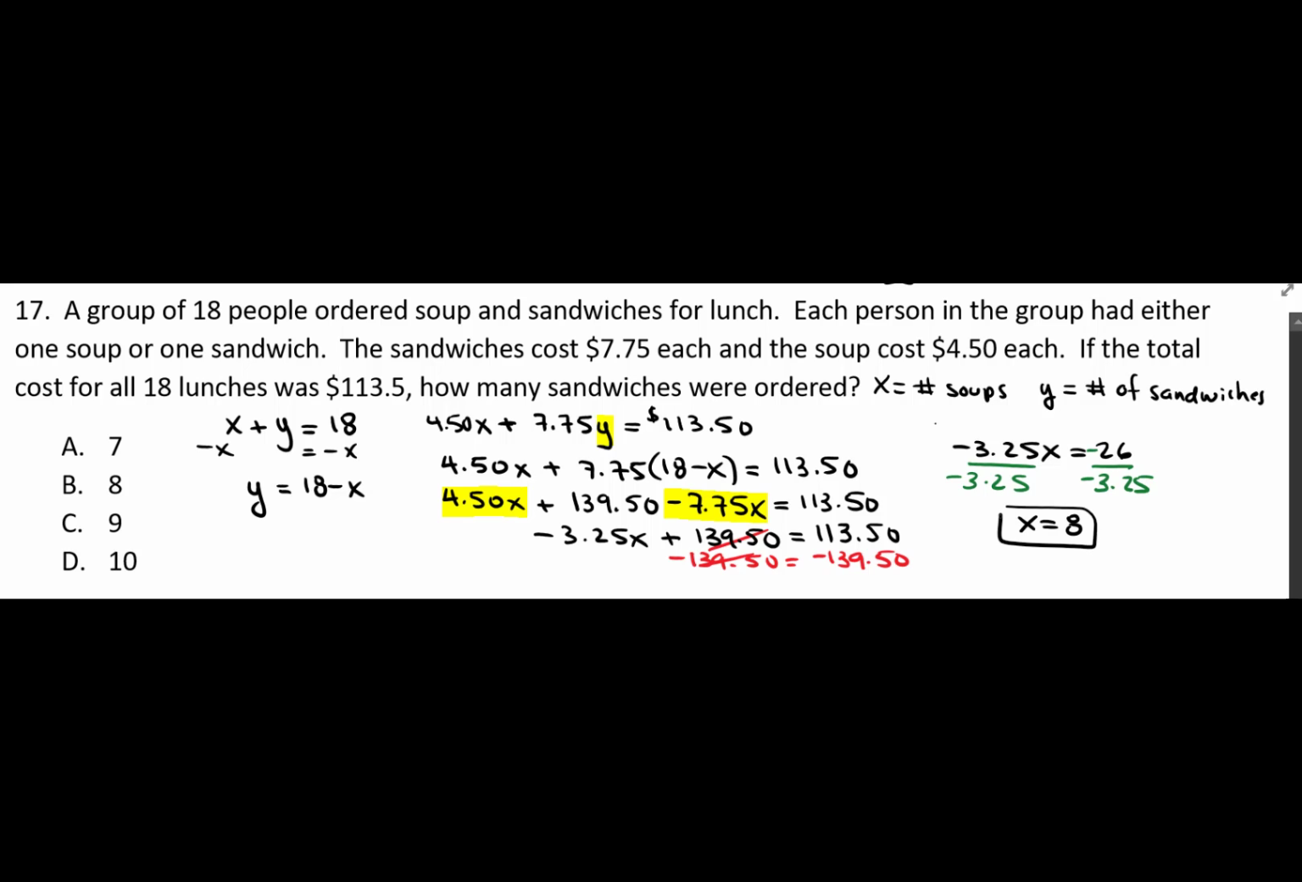Then again, we're going to look at exactly what the question is asking for. The question is asking for how many sandwiches, but we used y to denote the number of sandwiches. We did not find y, we found x. So we've got to find y. We've got to come back over here to the first equation where y is equal to 18 minus x, but we know that x is equal to 8, so that means that y is equal to 10. So the number of sandwiches is actually 10 sandwiches.